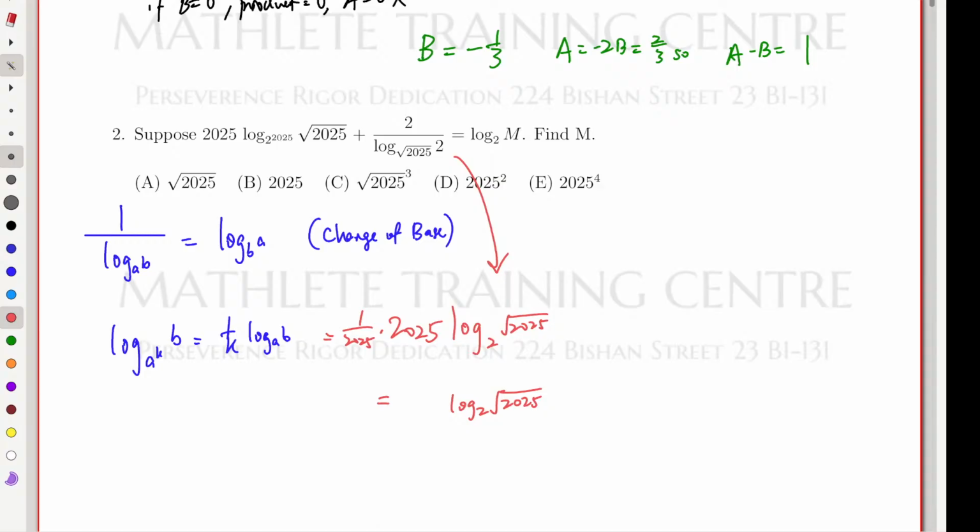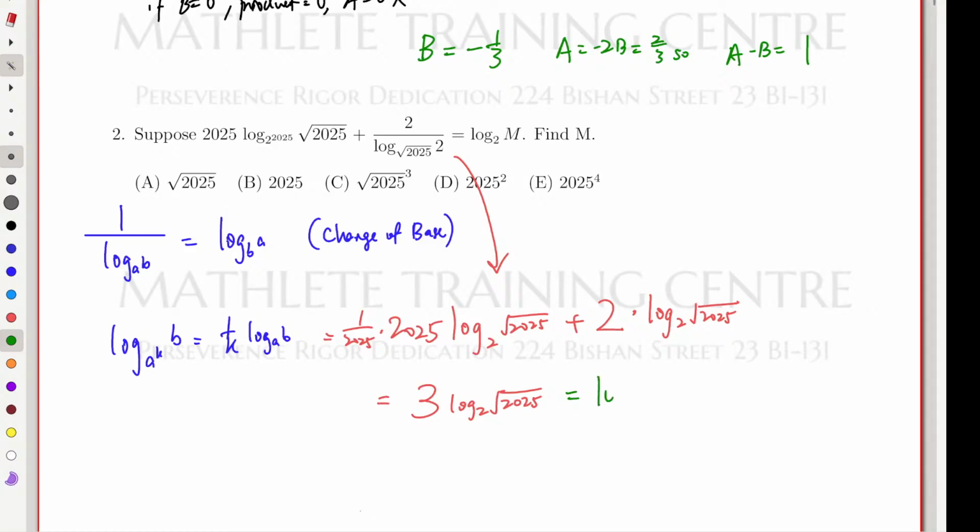The second expression, remember to use this thing. So we can swap the two bases, or rather swap the two things in the logarithms, the 2 and the 2025 square root. So that's just going to be 2 times log base 2 square root 2025. So if you add one copy of it to two copies of it, turns out the answer will be 3 copies of this log base 2 square root 2025.